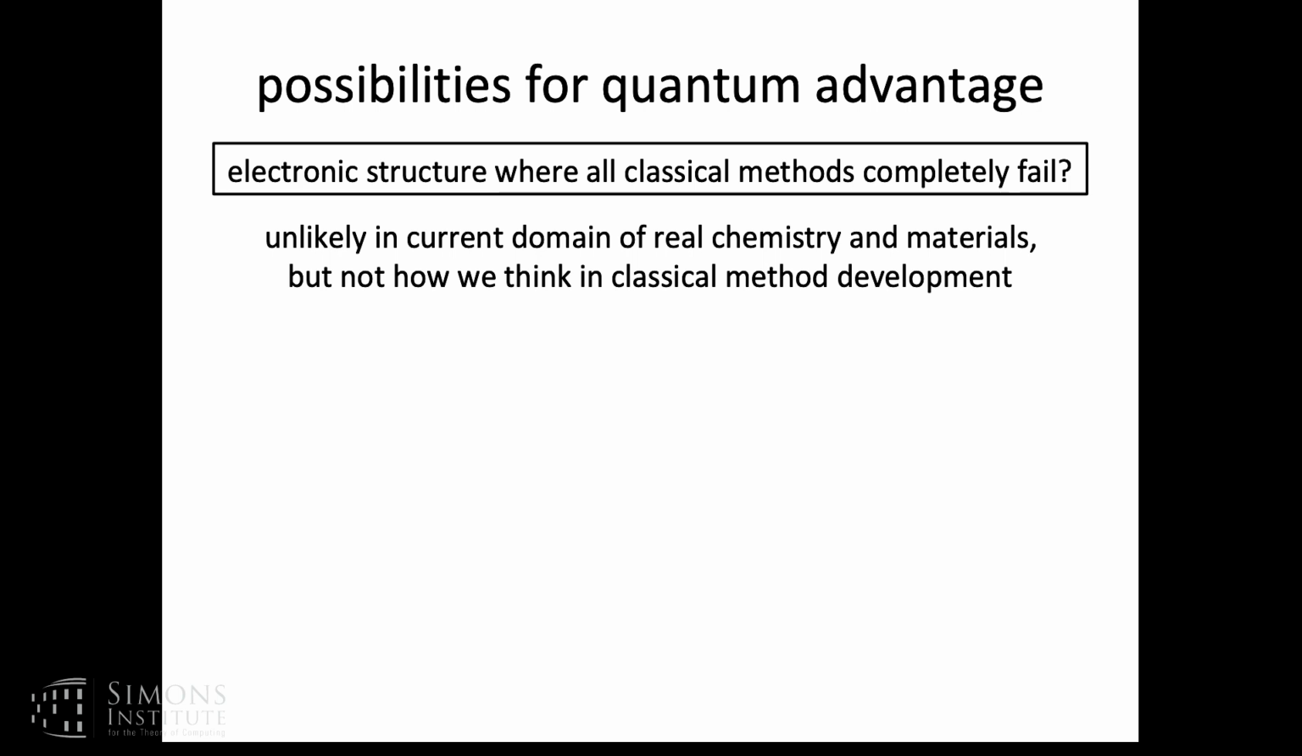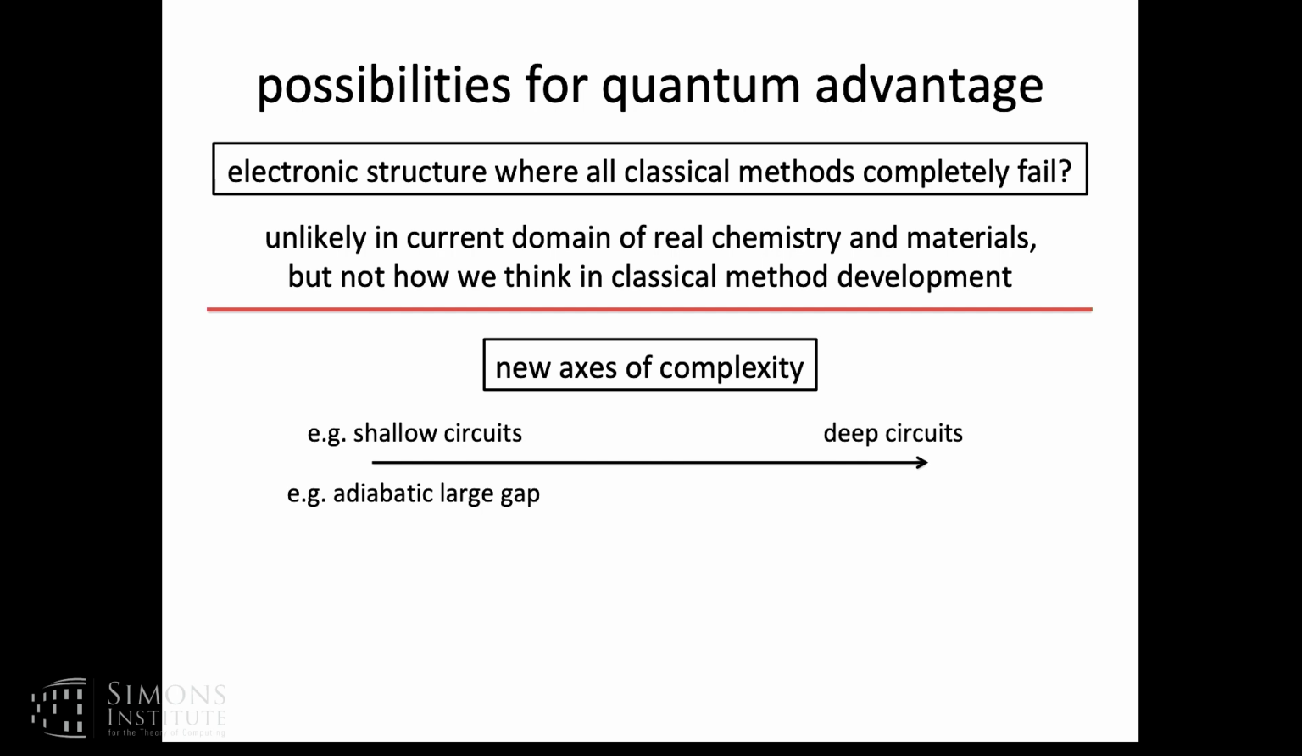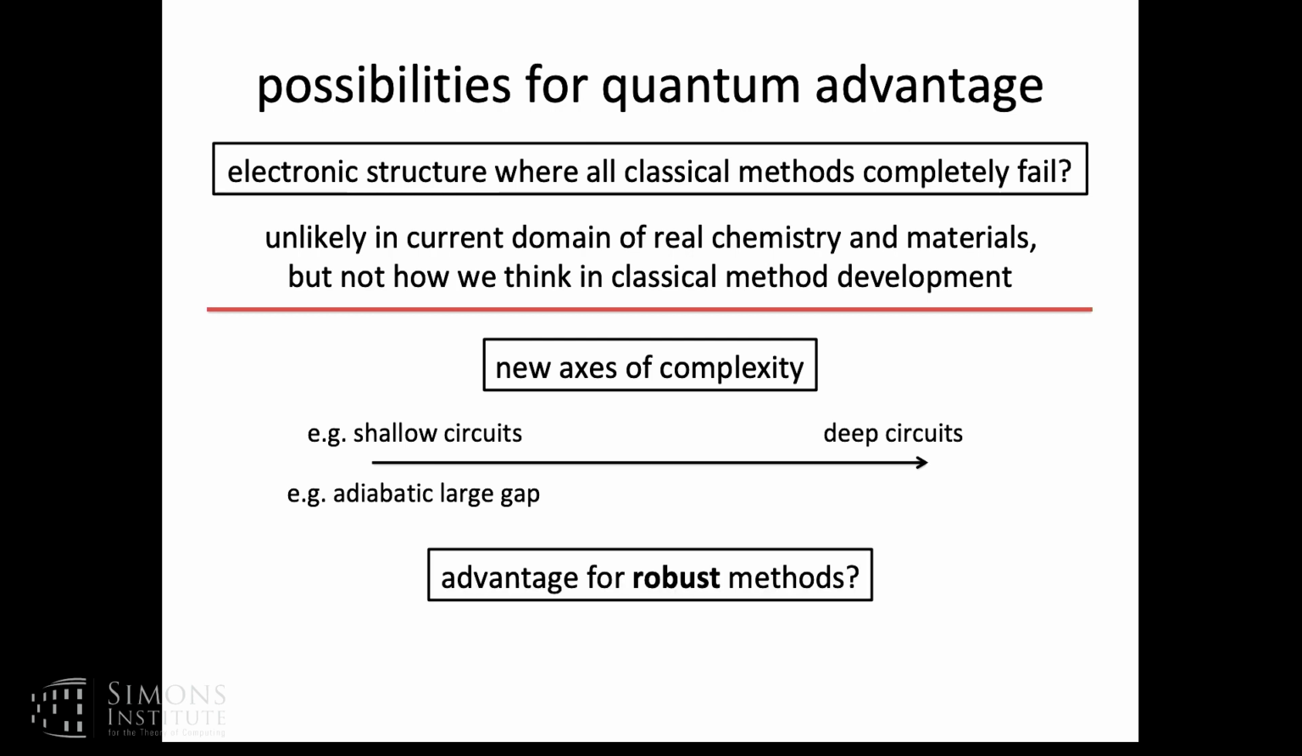But that's not how we think about developing methods in the classical setting. I mean, we don't try and find a method that just beats everything else for everything. What I think is more likely is that quantum algorithms will introduce new axes of complexity by which we can classify problems. And the thing that is most interesting to me is that quantum algorithms have the potential to be more robust, in the sense that one can use less of the heuristic and empirical information that we currently use in the classical world to get to these solutions. I think that is possible in the quantum realm.